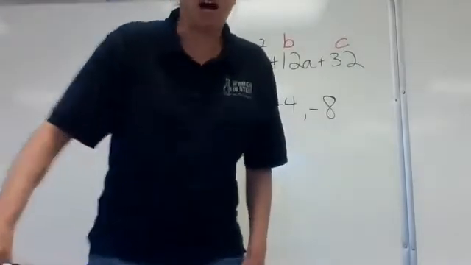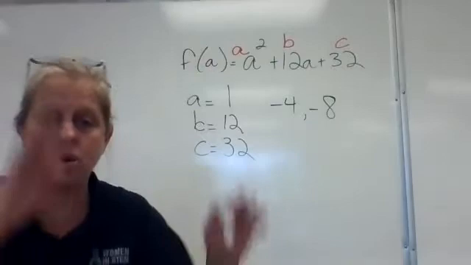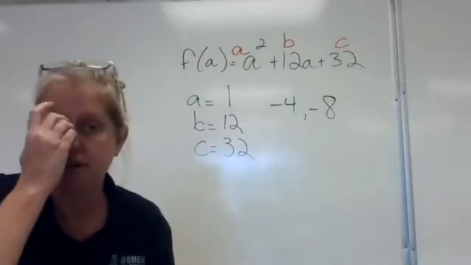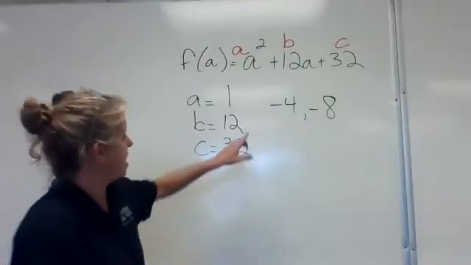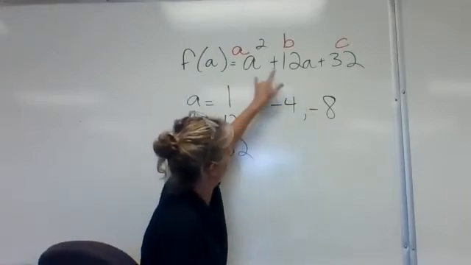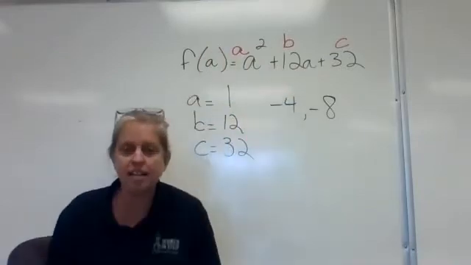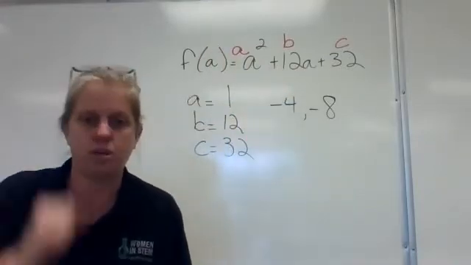Okay, now that is not a point. You do not put that in parentheses. When you put something in parentheses, you are saying this is a point on a graph, right? That's not a point on a graph. That's just, if I plugged in either one of the -4 or the -8 in for those A's, that's going to make that solution true if I put it equal to 0.